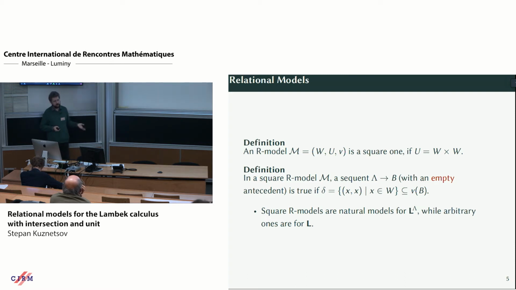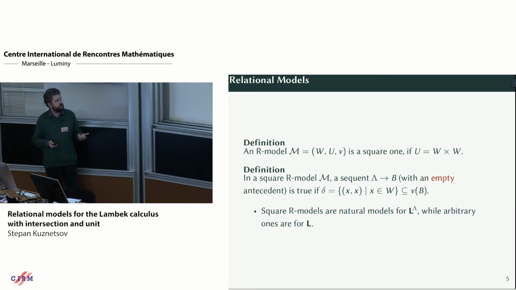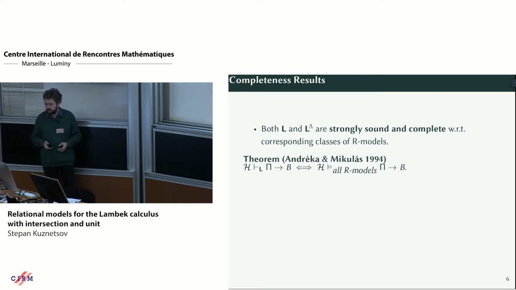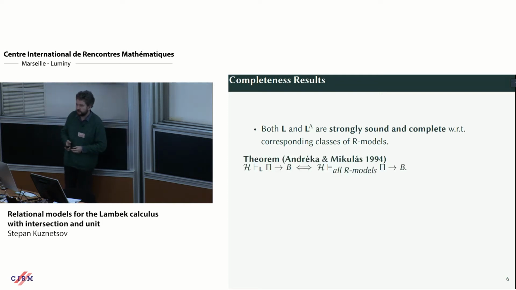So if you have arbitrary models, they're models for L. And if you have square ones, they're models for L lambda. And both are sound and complete in the strong sense, which is a result of Andreka and Mikuláš, 1994, I believe.